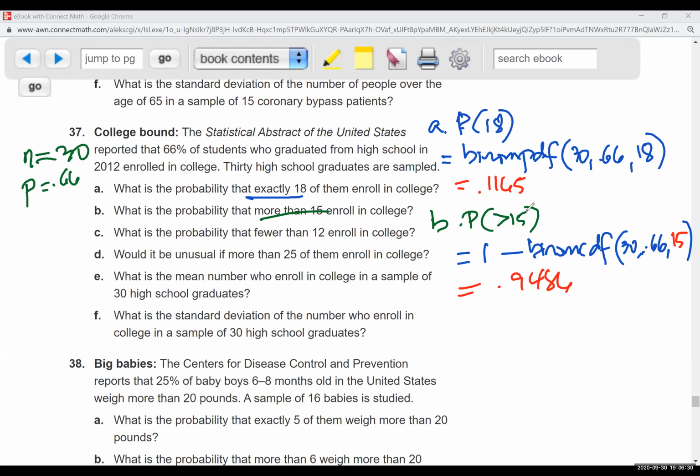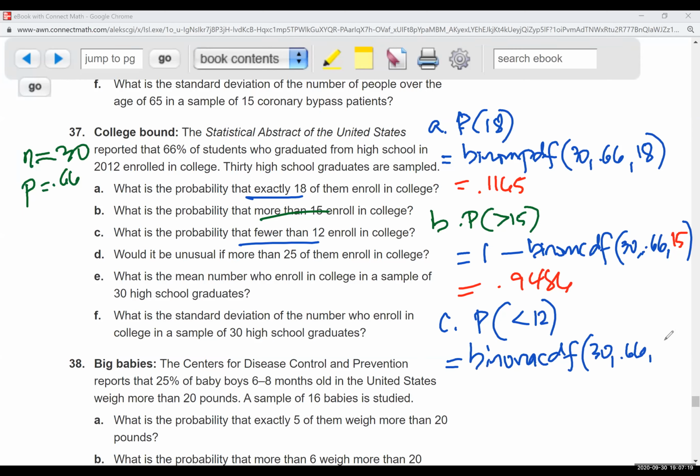Okay, next, fewer than 12. Fewer meaning less than 12. We did this earlier. What do you mean by less than 12? What are the numbers less than 12? Zero through 11. Very good. So meaning we're going to use a binom CDF from 0 to 11, so 30, 0.66, and this is going to be 11.